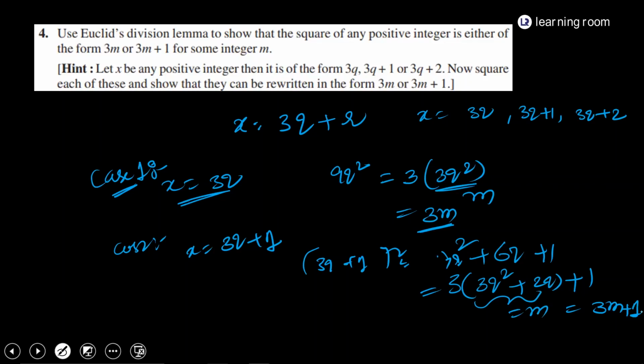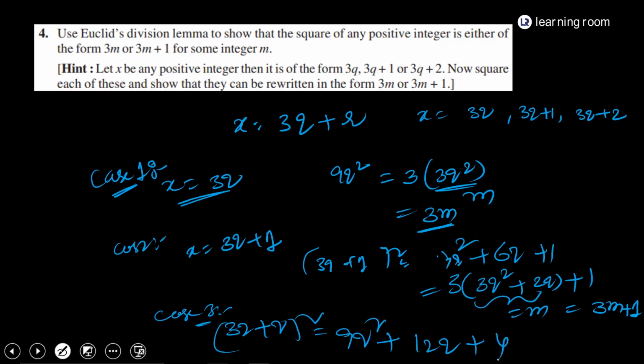So if you square 3q plus 2, you get in the form of 3m plus 2? 3m plus 2? But it's not given there. Can you try it? Did you do it? Do it. What is the 3q plus 2 whole square? Rohit? 3q plus 2 whole square? 9q square plus 12q plus 4.